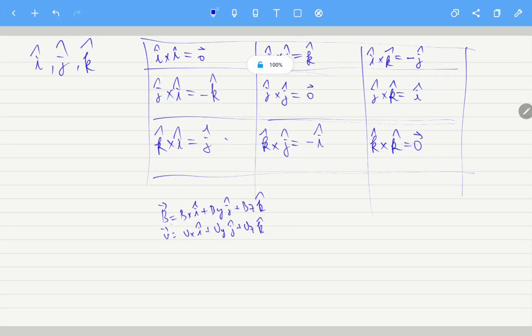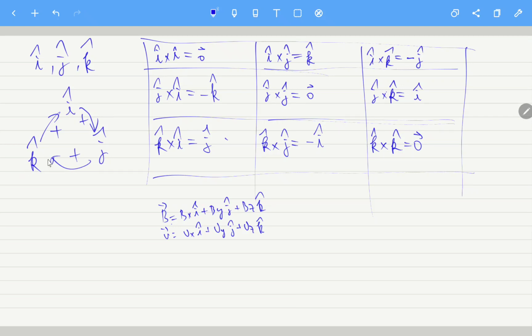I will let you remember like this, or at least I will remember like this. If we have i, j, k hat, draw it like this. If we have the direction in clockwise, it will be positive. What does it mean? If we have i cross j, it becomes k hat.